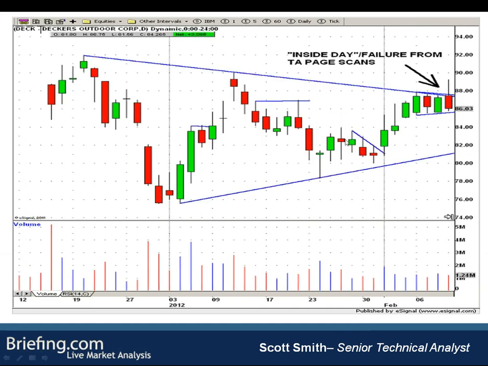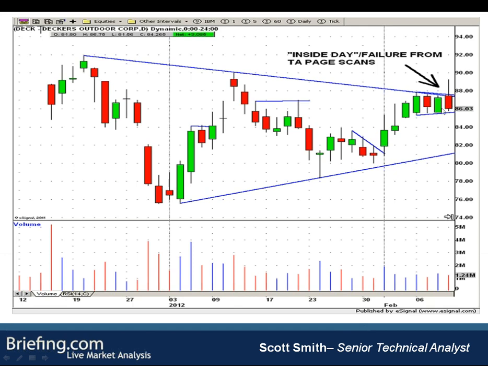Deckers, I did a webinar on the TA page scans in detail last Thursday, and this stock was given as an example as an inside day. It actually showed up for 2 days in a row in the scans as an inside day. And the one thing I pointed out was that it's great for a day trade. As it broke out above 87.75, 88, it rallied up about $1.50, $1.75 or so for a nice day trade. But then it came flying back in and closed negative.